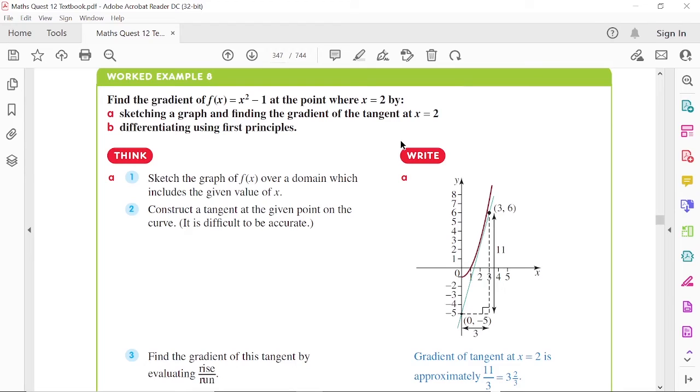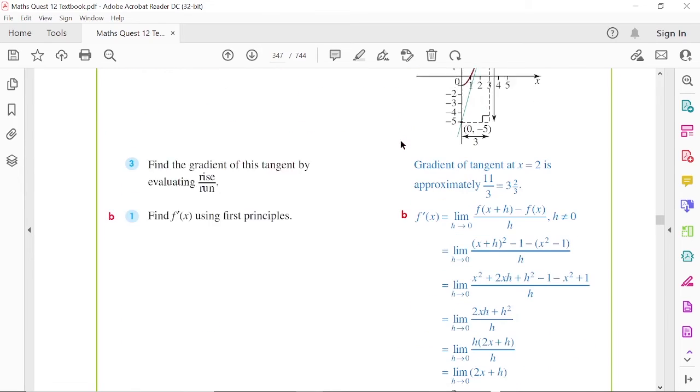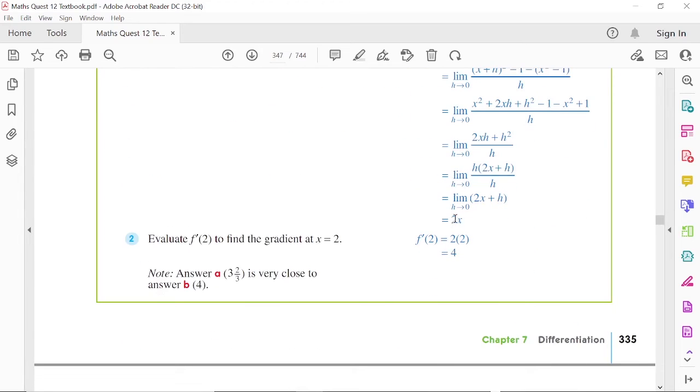But we want to know what the gradient is when x equals 2. So here we've got our gradient function 2x, and so we just replace the x with 2, and we know 2 times 2 is 4. So the gradient then at x equals 2 will be 4.